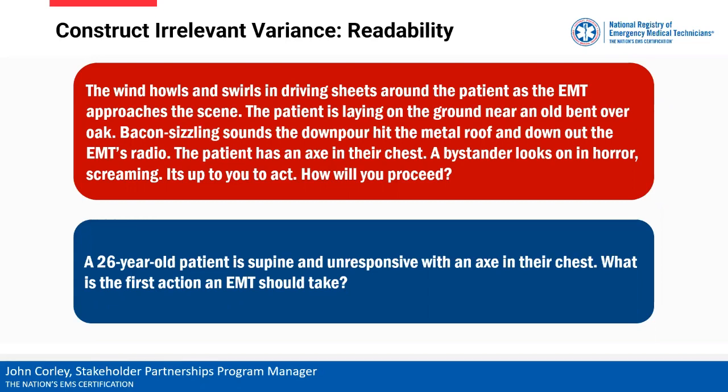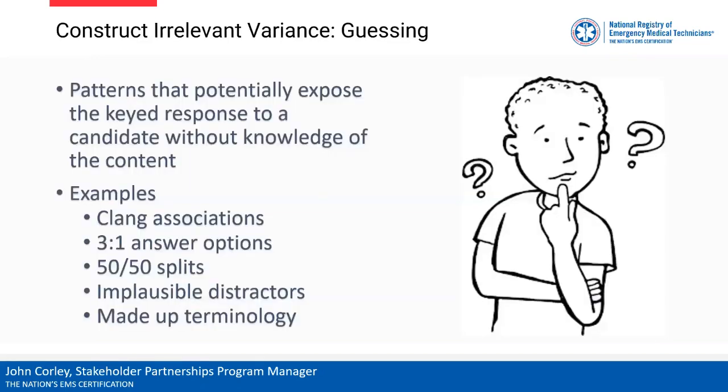So the next stuff that we're going to talk about is guessing. And this is the stuff that isn't going to hurt them, but it will reduce the ability of the test question to discriminate between those high and low performers on the responses. So this is guessing, or test-wiseness. And these usually will come about with a pattern that is going to expose the key response. We'll talk about some of those patterns here in a minute.